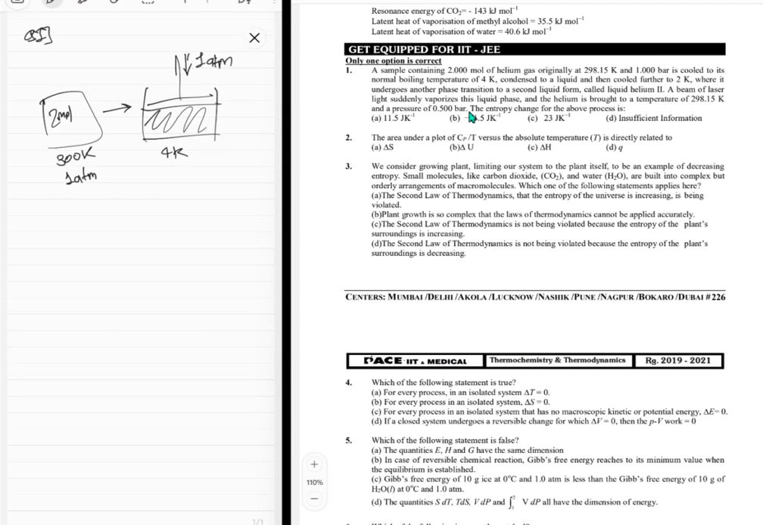Right, so you will need the work done on this first of all, and for that, you need to apply the ideal gas. Till 4 Kelvin, it's just an ideal gas. So you can figure out what the volume changes, and then do 1 atmosphere times that, and that will be your work. First phase transition, the second. A beam of laser light suddenly vaporizes the liquid phase, and the helium is brought to a temperature of something. Wait, what? We just want the entropy change.